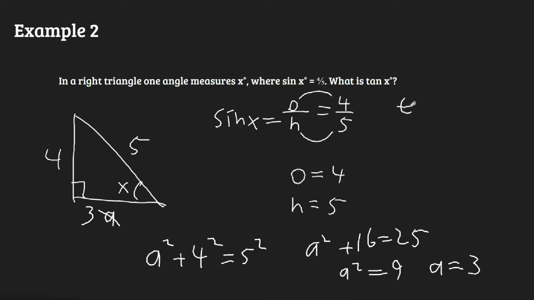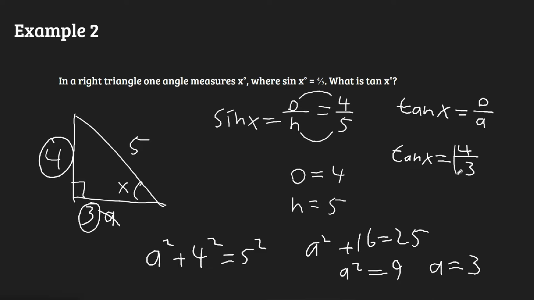So then I'm looking for the tangent of x. Now remember the tangent of any angle in a right triangle is going to be equal to the opposite divided by the adjacent. So looking at x, the opposite is 4, the adjacent is 3. So the tangent of x is equal to 4 divided by 3.